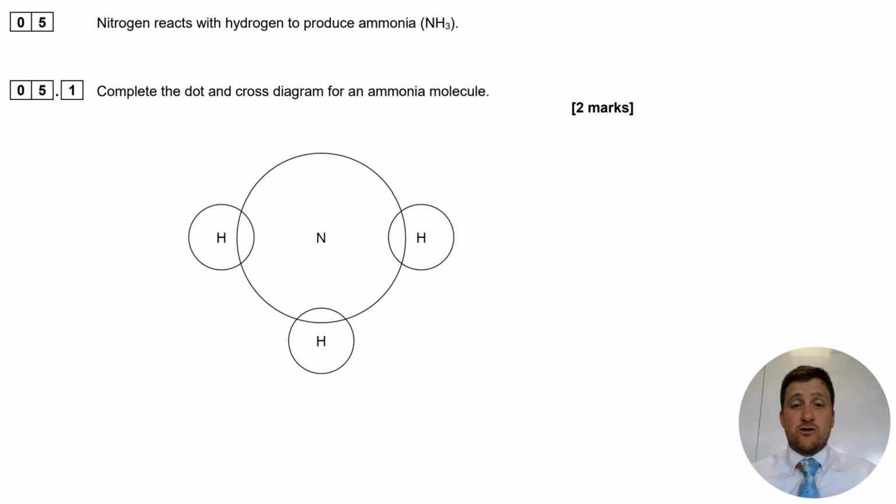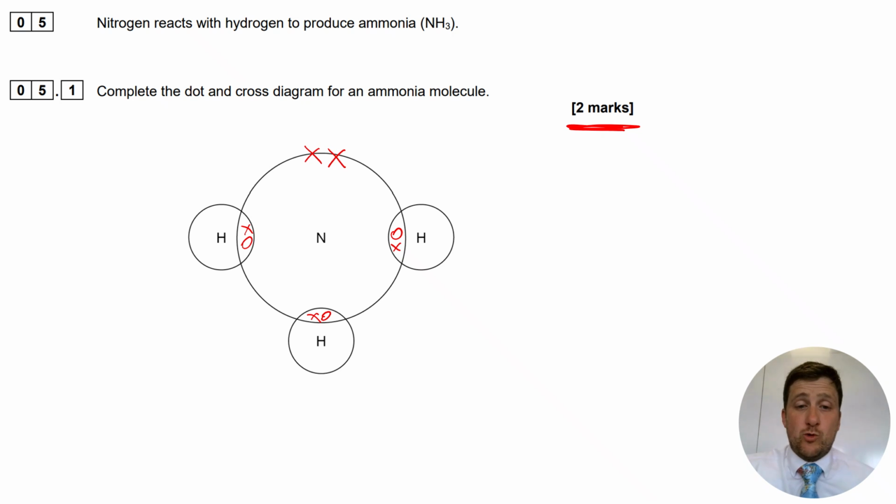We then have complete a dot and cross diagram. It's 2 marks. Look at the marks. 2 marks tells you there's 2 things you need to do. And I always say ammonia, nitrogen, it's group 5, which means it's going to have 5 electrons in the outer shell. 1, 2, 3. We've used up 3 electrons from our nitrogen, but we can do that a different way. Hydrogen can only have 2 electrons in its outer shell, which it does, and we then count for nitrogen in its outer shell. It has 2, 4, 6, which means it's still missing 2, and that's our 8.